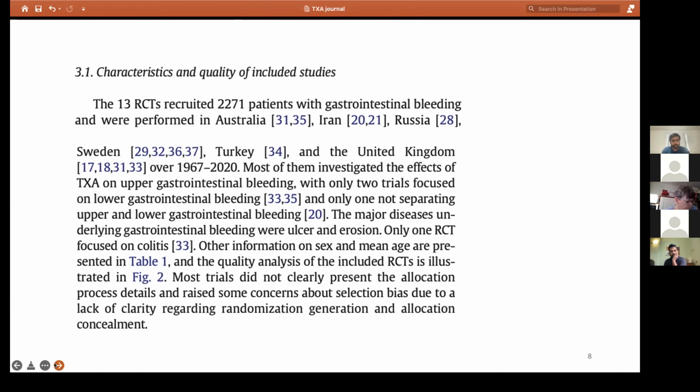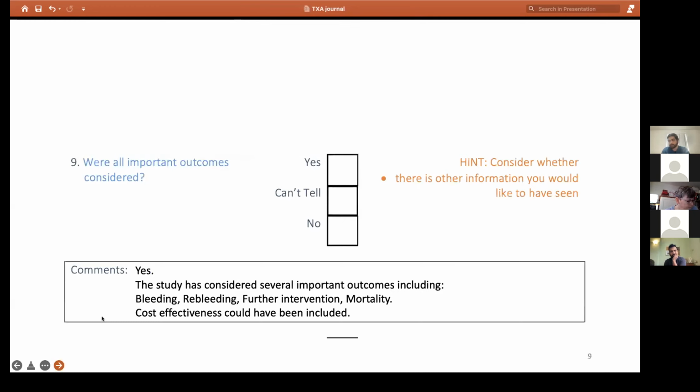Sounds good to me. Okay. So next question is, were all important outcomes considered?